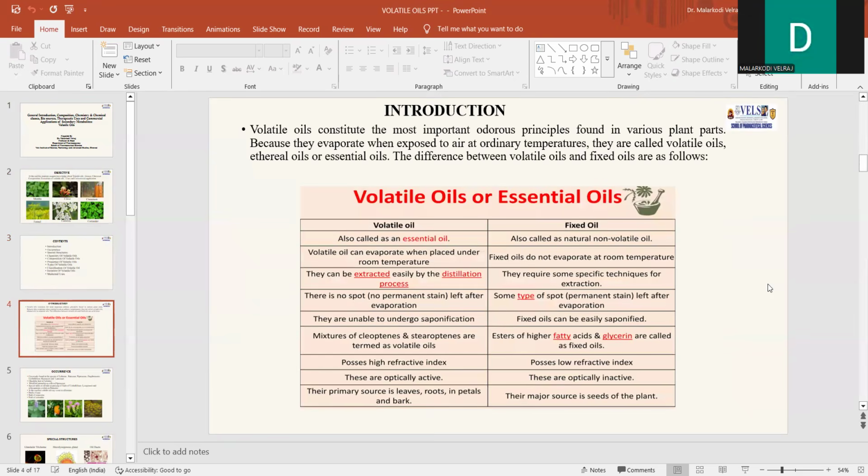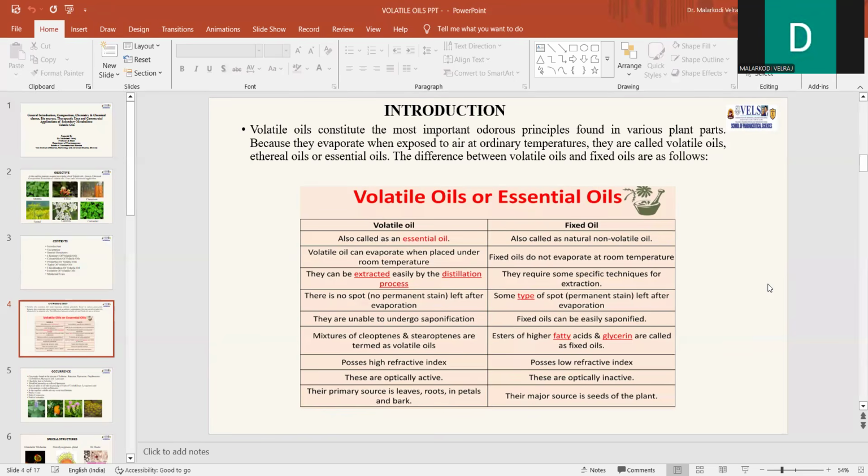Before going into the depth, let us see the definition of volatile oils. Volatile oils constitute the most important odorous principle found in various plant parts. Because they evaporate when exposed to air at ordinary temperatures, they are called volatile oils. They are also called ethereal oils since they are very light in weight, and are also known as essential oils since they form the essence of the plants.